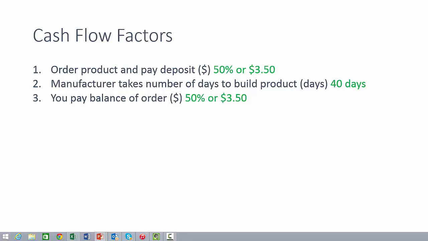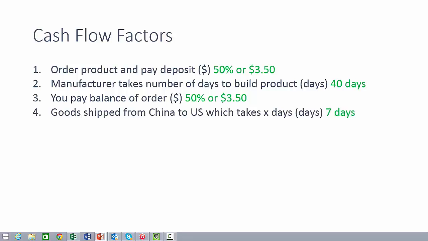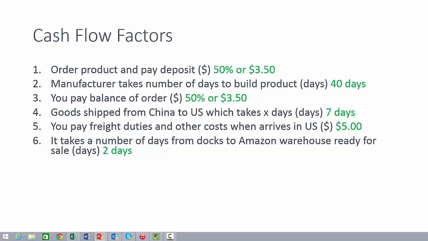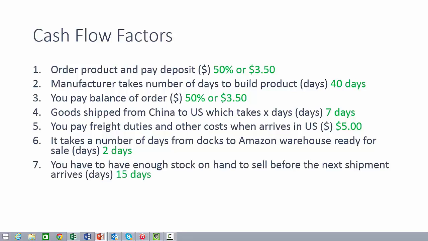When the manufacturer is ready to ship it, you pay the balance of the order, being 50% or $3.50. The goods are shipped from China to the US, which takes a number of days, in which case we're assuming 7. You pay freight and duties and other costs when it arrives in the US, so it's another $5 in those costs. It takes a number of days from the docks to the Amazon warehouse ready for sale, so we're assuming 2 days. And you've got to have enough stock on hand to sell before the next shipment arrives, so we're assuming you've got an average of 15 days worth of stock there.